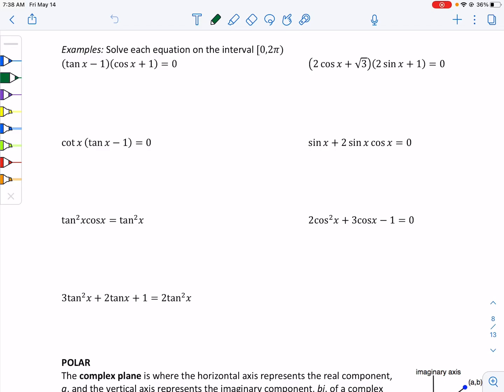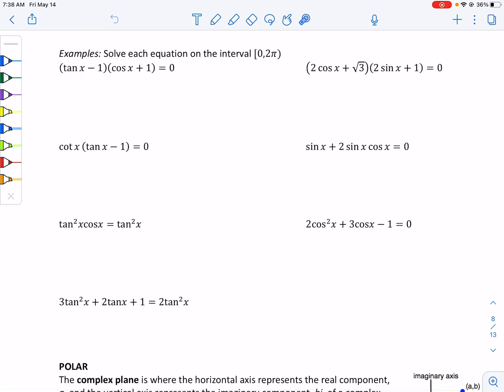Now we're going to look at how to solve trig equations when they are factorable or have factors. If we look here, this would be similar to if we had x minus 1 times x plus 1. When we solve this equation, remember that we set each factor equal to 0, and then we solve. Here we would add 1, and here we would subtract 1.